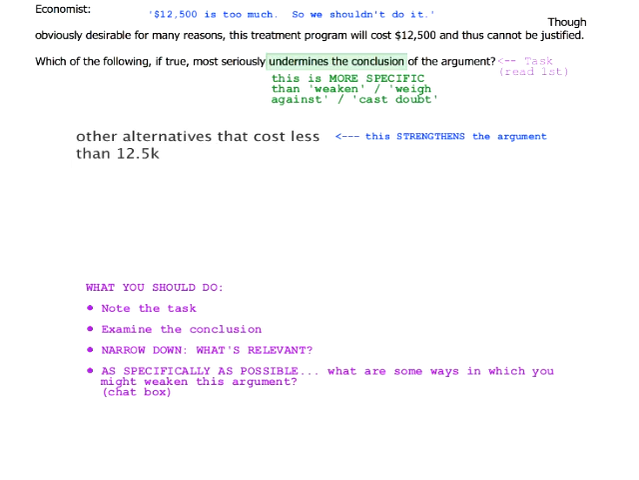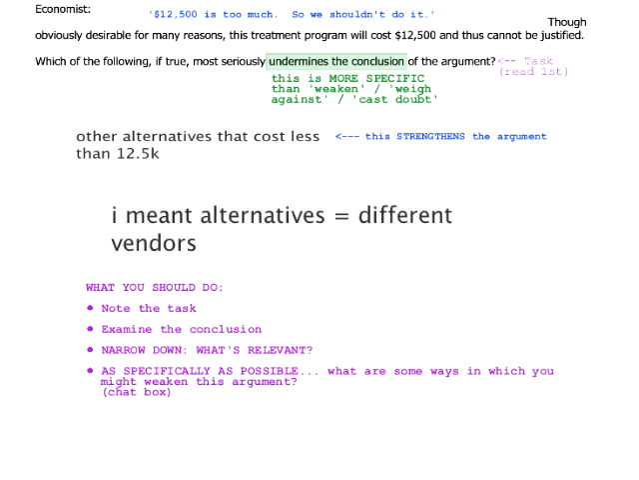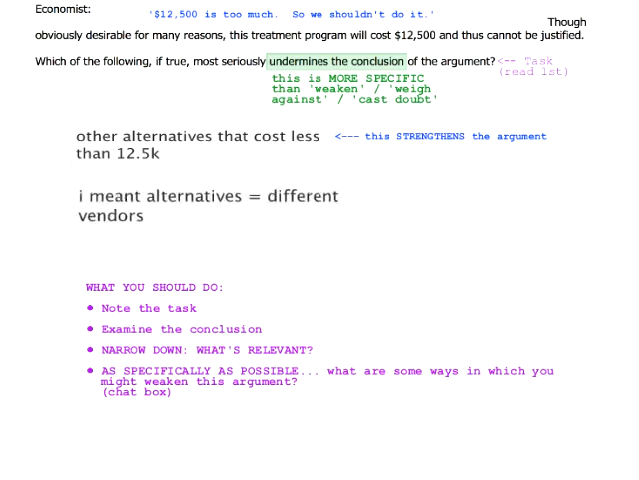Alternatives is different vendors. Okay, if you could reduce the cost of the treatment program, although, all right, sure. Now let's talk about how the GMAT does things. So assuming you mean that it's the same program we're talking about up there, but we're going to reduce the cost. So what if we reduce the cost? Now, let's talk about the GMAT.